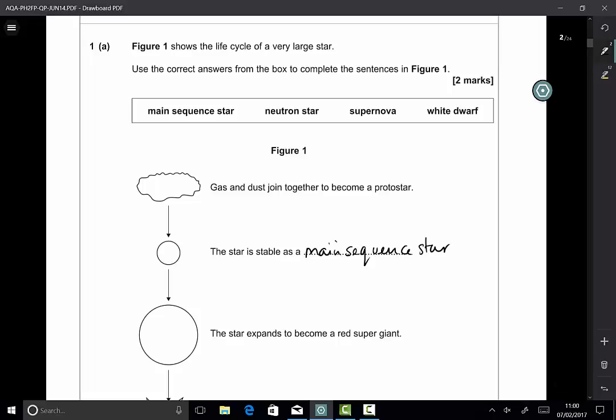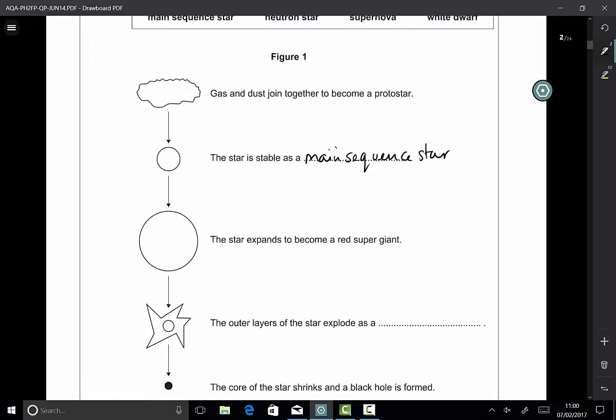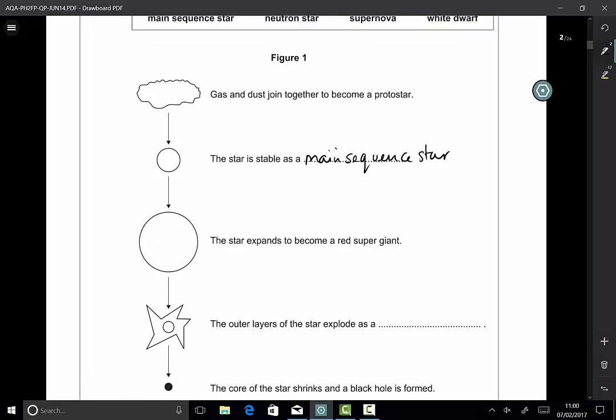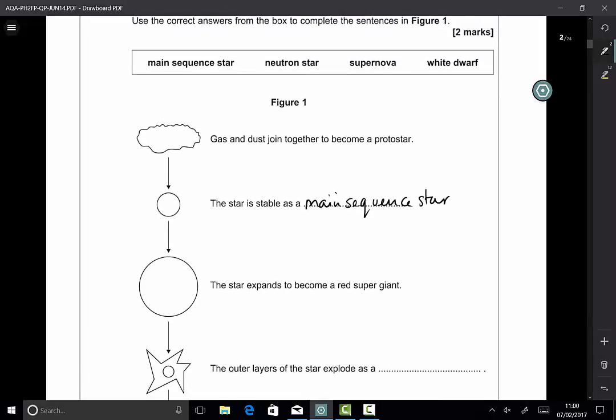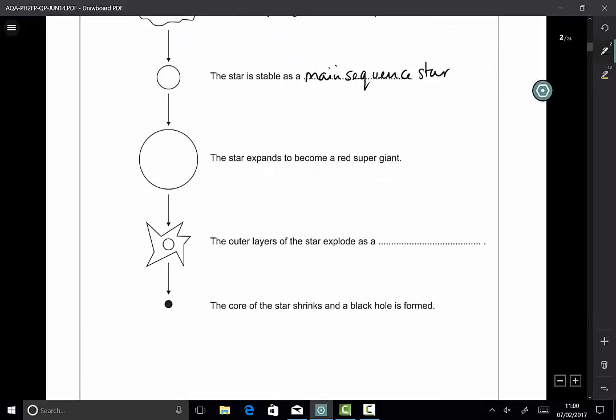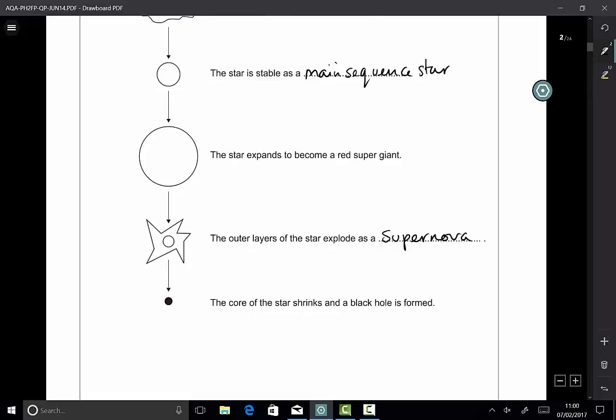Okay, the star expands to become a red supergiant. That's telling me that this is a very large star. That's reminding me what it said at the top. The outer layers of the star explode as a, and that's a supernova. The core of the star shrinks and a black hole is formed.